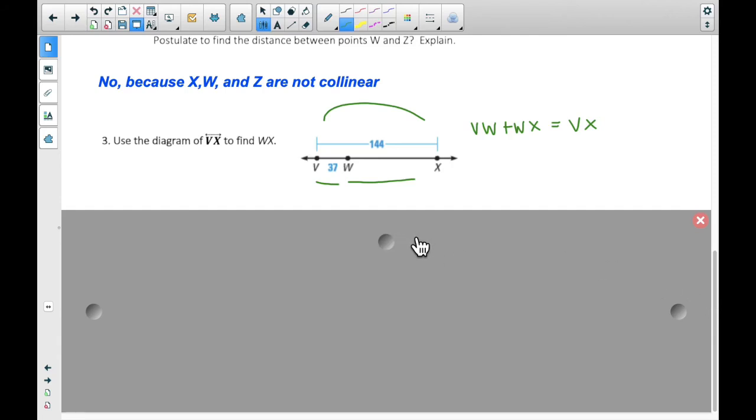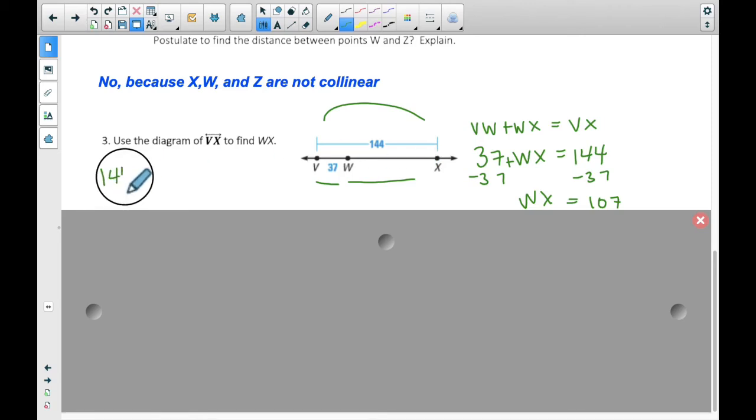And now I can do some substitution. I could say, okay, well, VW is actually 37. Now I don't know WX, that's what I'm looking for. But I can also say that VX is 144. So now I can just solve this equation by subtracting 37 from both sides. And when I do that, I get 107. So again, this is kind of like the long formal way. Some of you might have just seen, well, you're just going to subtract 144 minus 37. That's going to get you there. That's true. And that is 107.